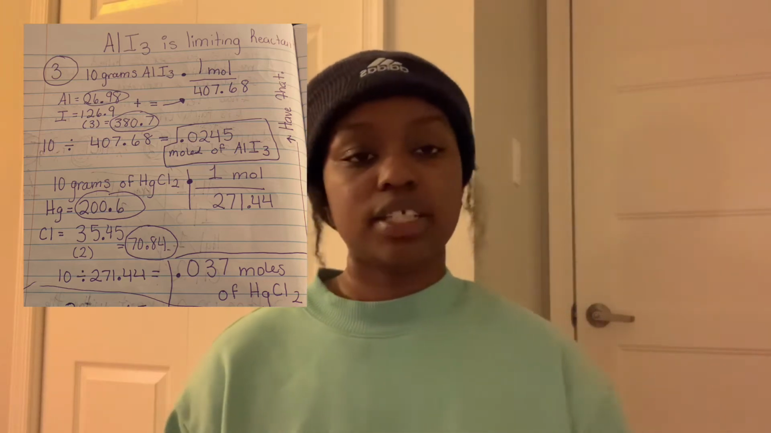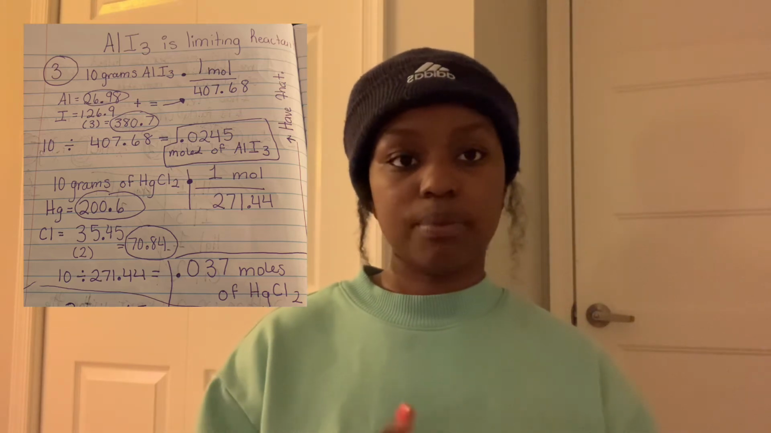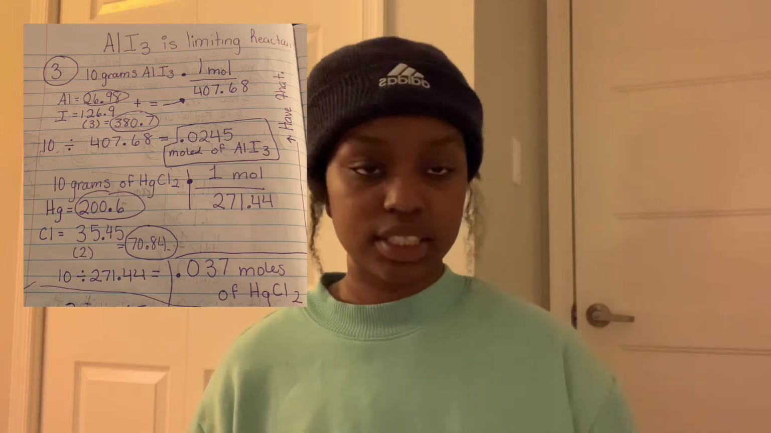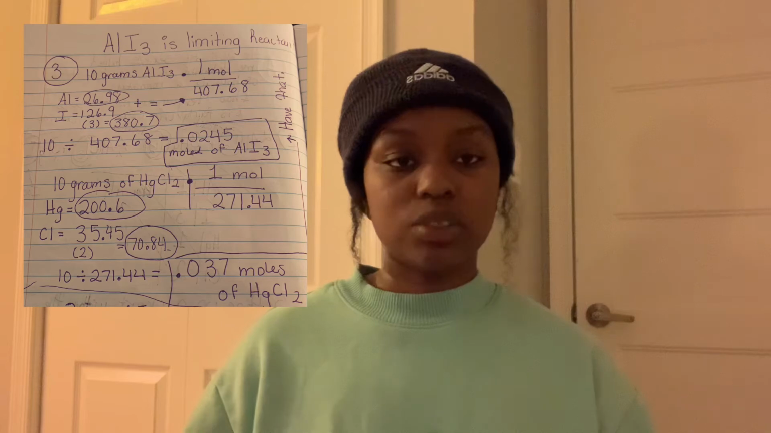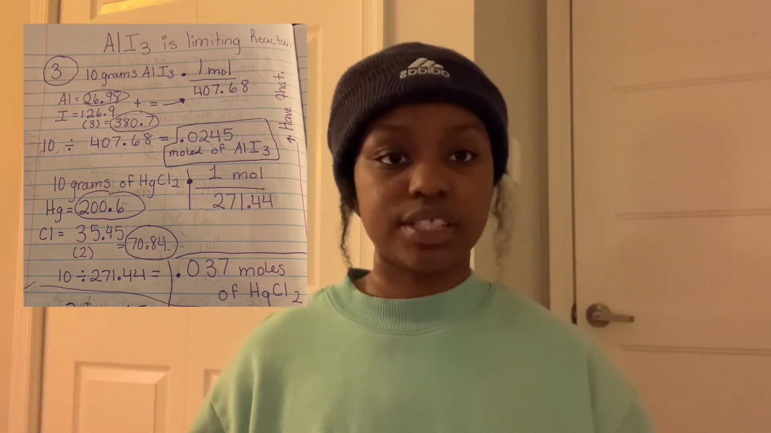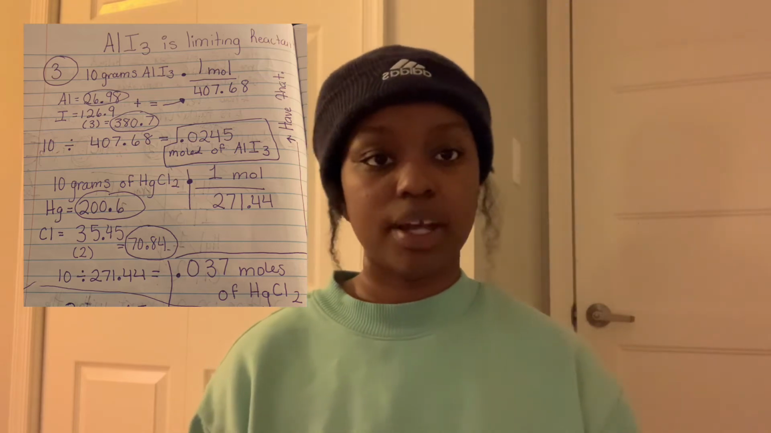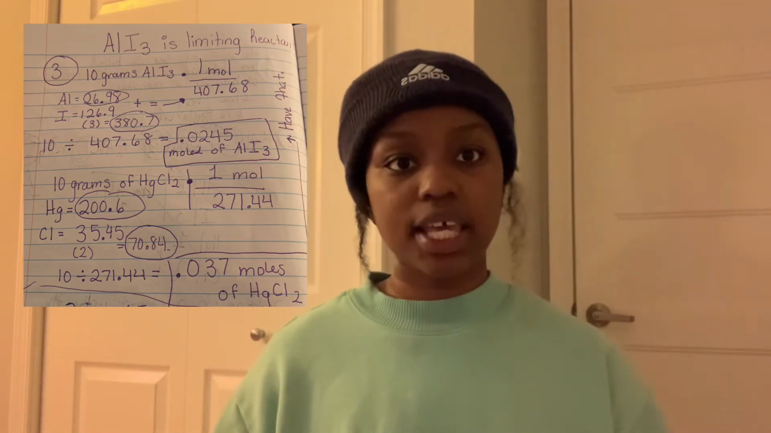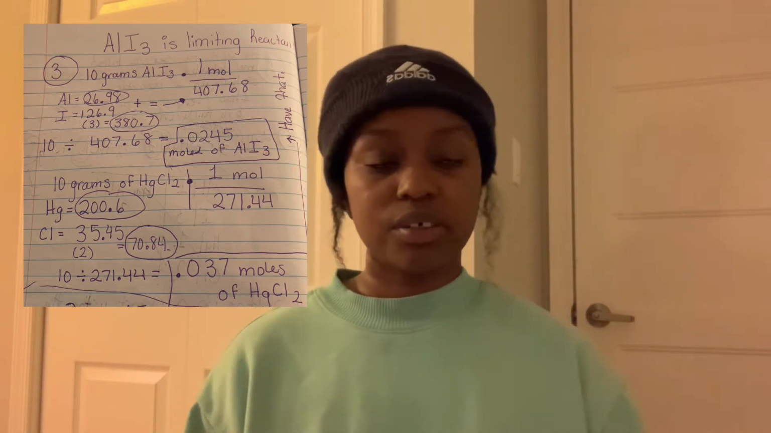The next part, I took 10 grams of mercury chloride and put it over the amount that equaled 1 mole. Mercury equaled 200.6 and chlorine equaled 35.45, and I multiplied that by 2 in order to get the right amount. So I took the 10 grams and divided by 271.44 grams, which was the total amount, and I got 0.037 moles of mercury chloride.